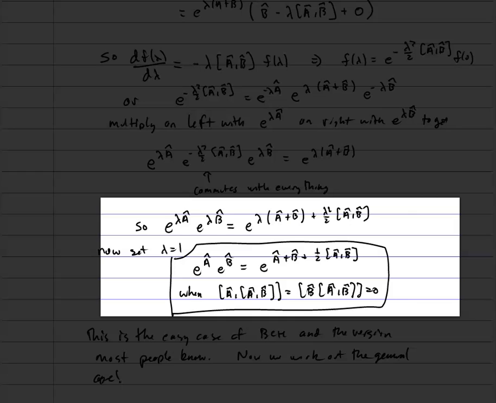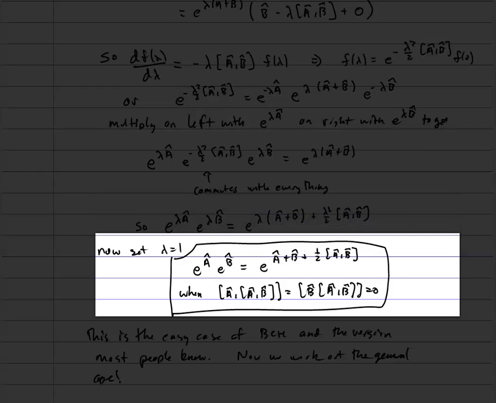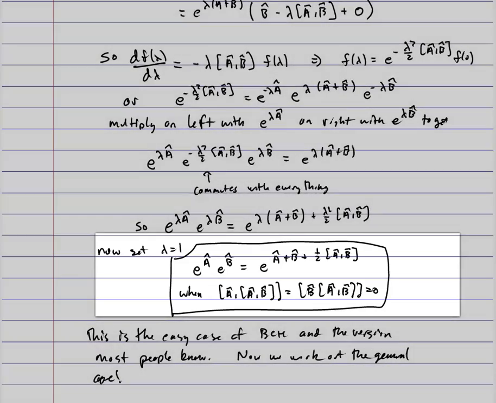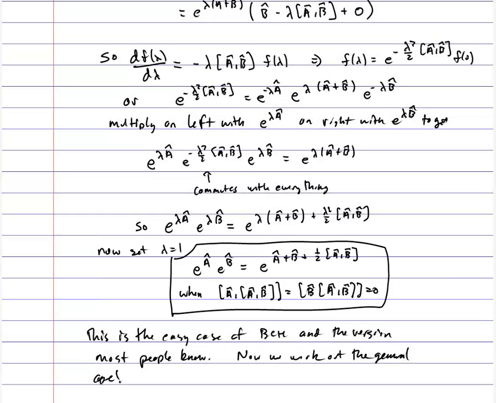E to the lambda a, e to the lambda b is e to the lambda a plus b plus lambda squared over 2 commutator of a with b. Now I'm going to pick the special lambda value that I want in order to make this work. I pick lambda equals 1, and I get e to the a, e to the b is equal to e to the a plus b plus 1/2 commutator of a with b. This is called the Weyl form of the Baker-Campbell-Hausdorff identity. It holds when the nested commutator of a with the commutator of a with b is equal to the nested commutator of b with the commutator of a with b is equal to 0. This is the easy case of BCH, and it's the version that most people know.